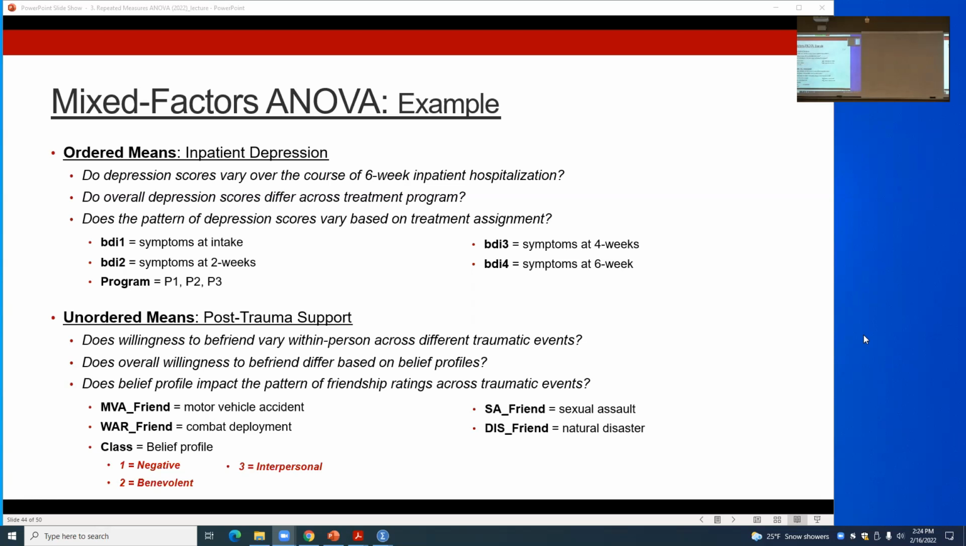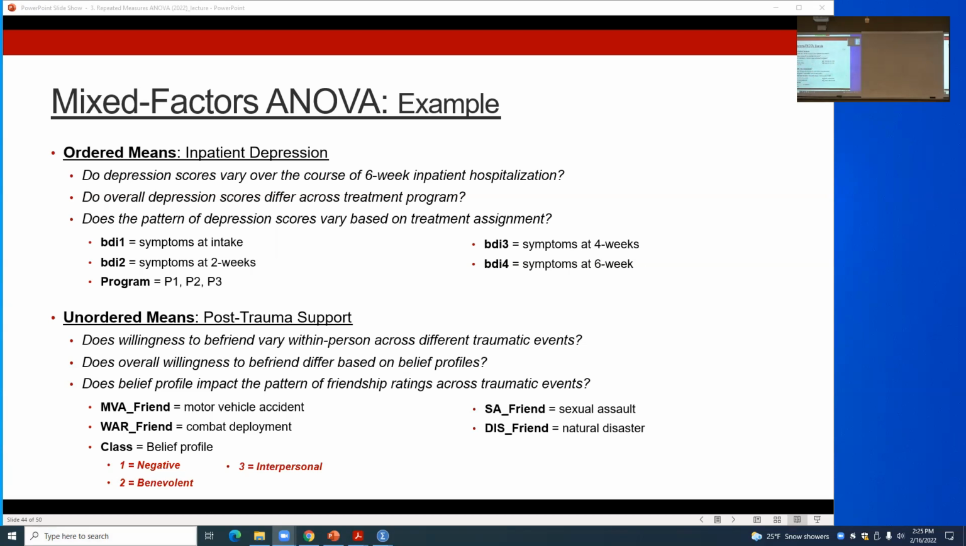But then what we're going to do here is we're also going to take a look and ask whether or not the pattern of depression scores across repeated assessments differs or varies based on treatment assignment. What are we looking at here? Their interaction, absolutely. Do the differences we're seeing across repeated assessments, this within subject effect, does it change? Does the pattern change in some way based on what treatment you're assigned to? So we've got a between subject factor that's moderating or changing the within subject factor, okay?